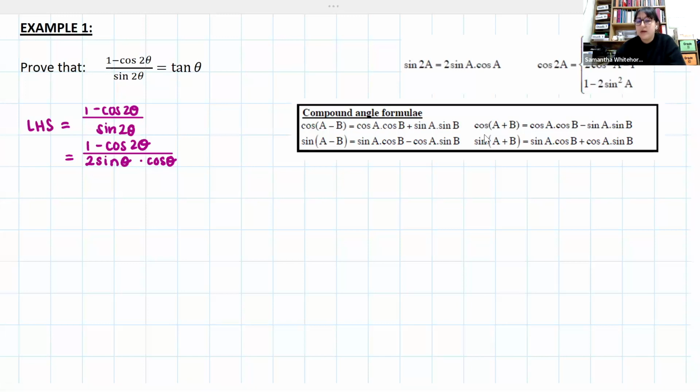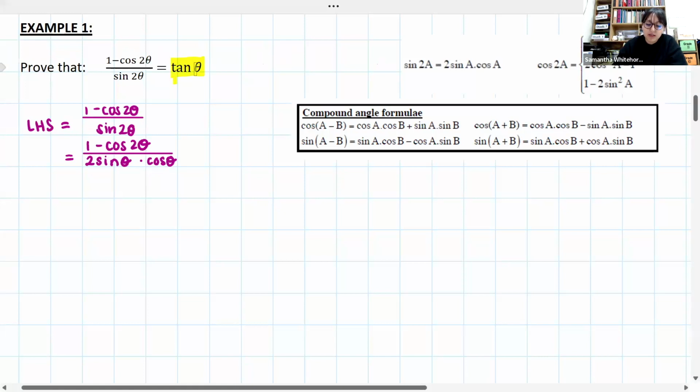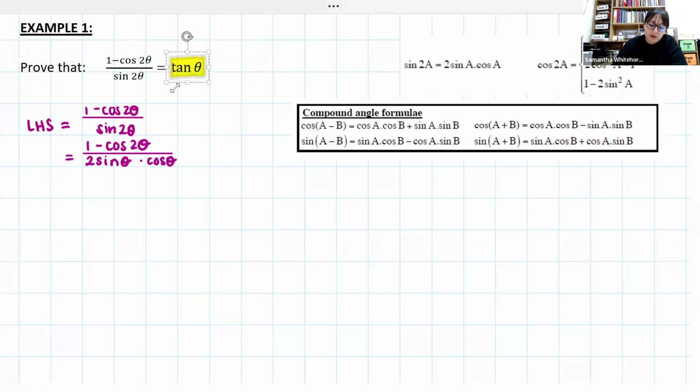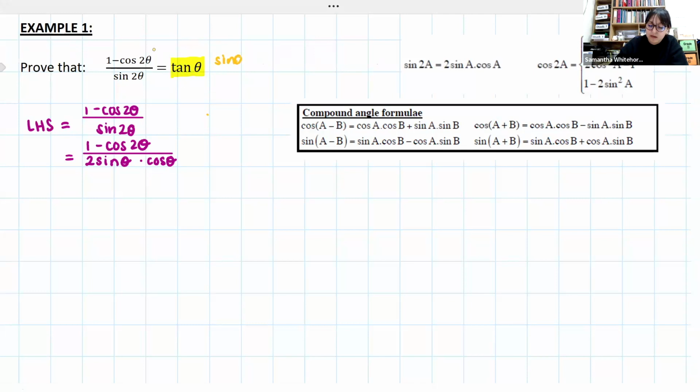Right, now, when proving identities, the one thing you also always want to remember is, what are you actually trying to prove? So we always want to go back to the original expression we have and say, okay, well, what is it that I'm trying to do here? I'm trying to get this to equal tan theta. Now, tan theta, remember, is sine theta over cos theta.